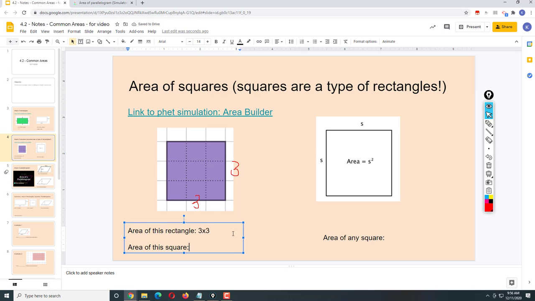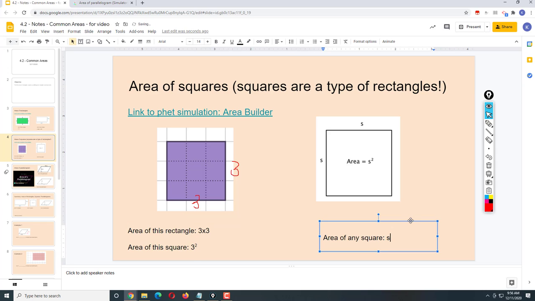In other words, for the square, we can say that it is 3 squared, which is the same as 3 times 3. The area of any square is s times s. You can also write it as s squared.